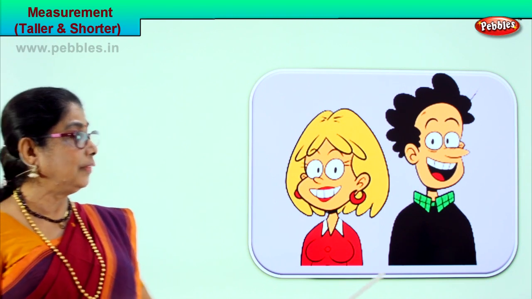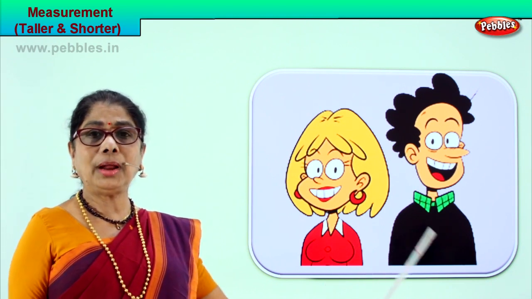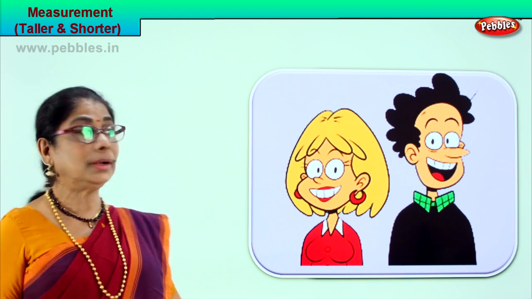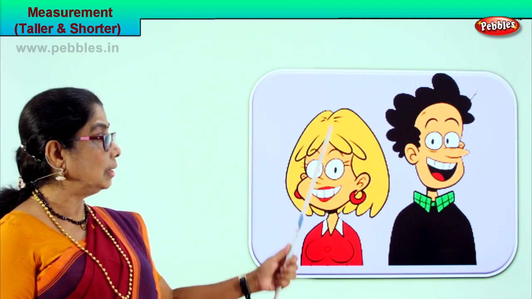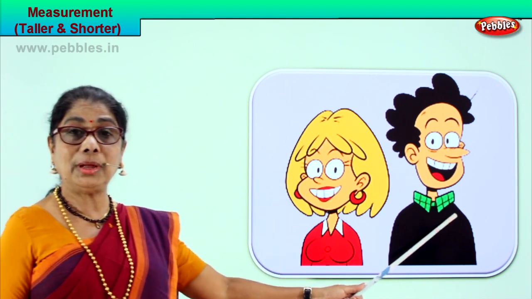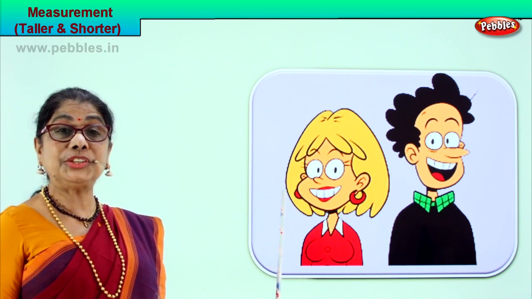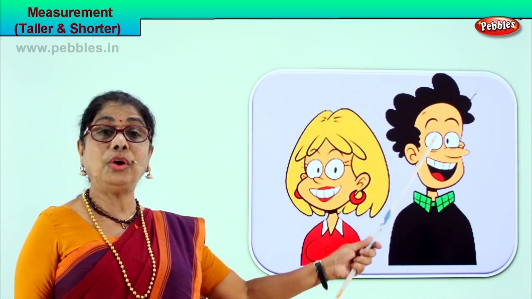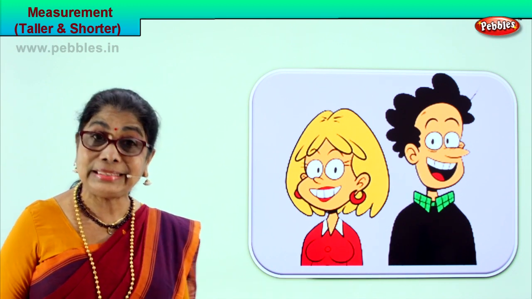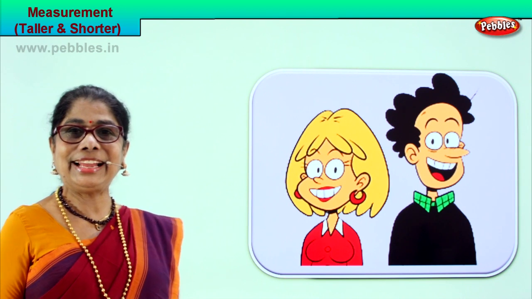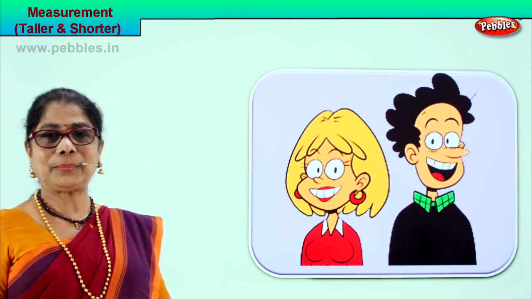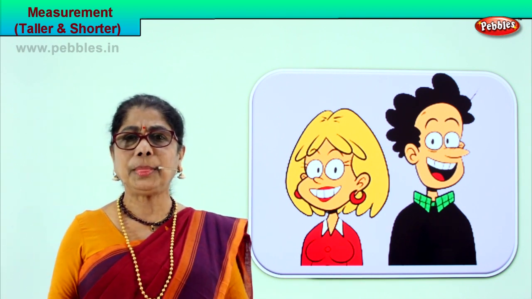Good. You have your dad and mom, or uncle and aunt. Who is taller? Definitely the uncle is taller than the aunt. The man is taller, the lady is shorter. So we say the lady is shorter than the man. Or we say the man is taller than this lady. Taller, shorter. Let's go to another picture.